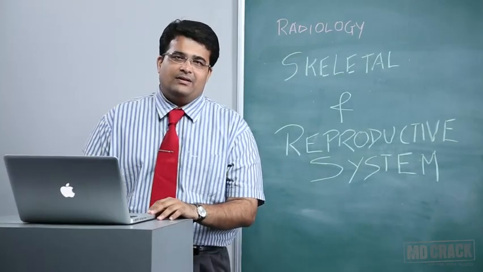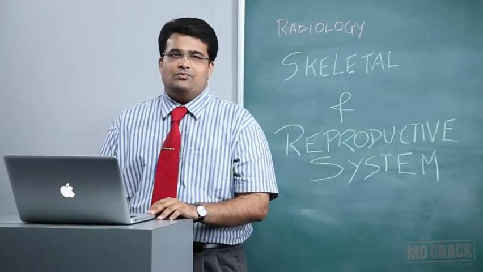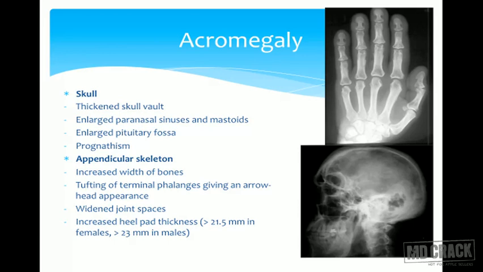So, continuing with the musculoskeletal system, we will be talking about a few metabolic disorders affecting the skeletal system. So, we continue with the metabolic disorders of the musculoskeletal system. I would begin with acromegaly. When we talk about acromegaly, we'll be predominantly talking about the X-ray of the skull, X-ray of the hand.